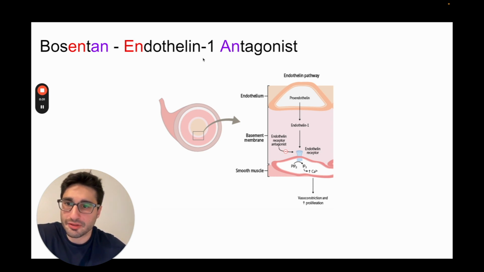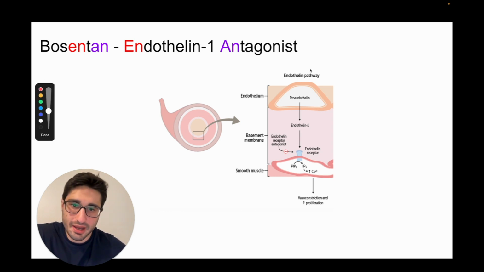to act on endothelin, and use the An to remember that it is going to be an endothelin antagonist. So Bosentan is a drug used to treat pulmonary hypertension, and the way it does that is by antagonizing the endothelin receptor. So here in this image, we have the endothelin pathway.